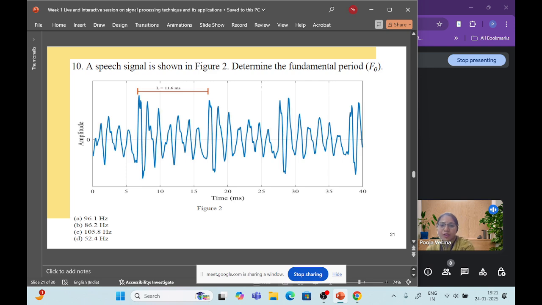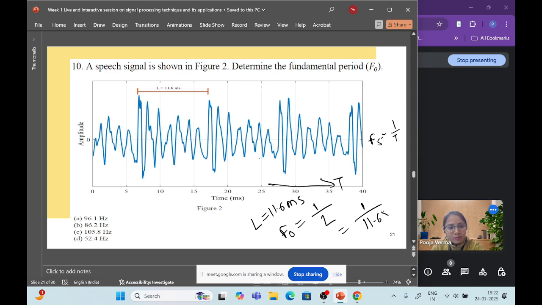Here the one period is given, from here to here, that is L equal to 11.6 millisecond. L represents the period of a waveform, and the fundamental frequency F is 1 by L, or you can say Fs is equal to 1 by Ts because it is represented in time. To find the frequency we have to take 1 by T, but here it is given in the form of L and F naught.